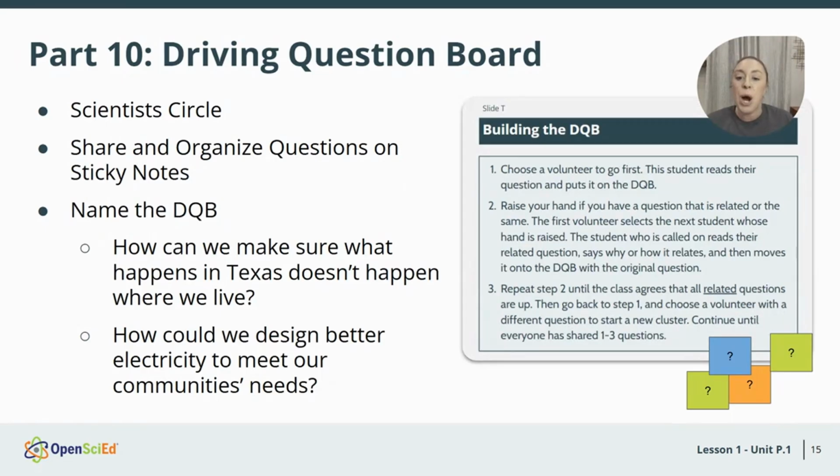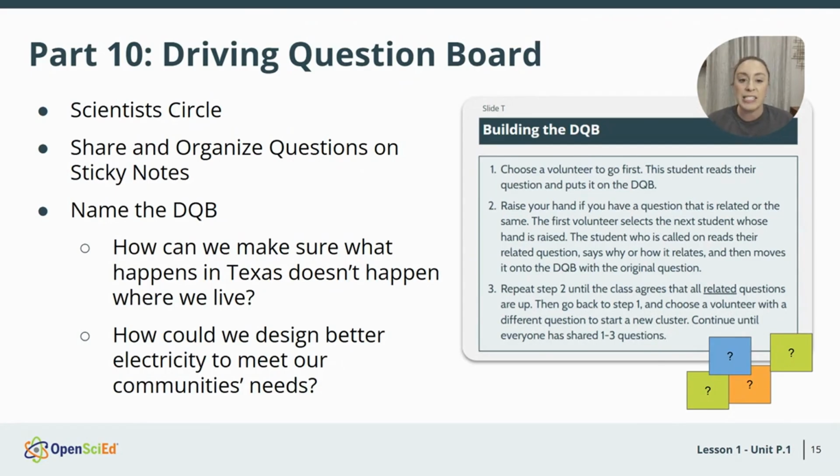Moving into part 10, which is now occurring on day 3 of the lesson. This is our next component of our anchoring phenomenon routine, where students are creating questions that will drive our learning for the unit. So again, we make a scientist circle here, and students share some questions that they wrote down on sticky notes about the phenomenon that we have been discussing. And we go through a protocol that's in your slides about sharing out our questions, reading them out loud together, as well as listening to the questions of others and trying to look for patterns so that we can organize our questions into similar categories.